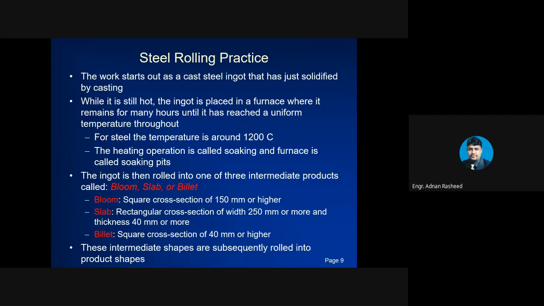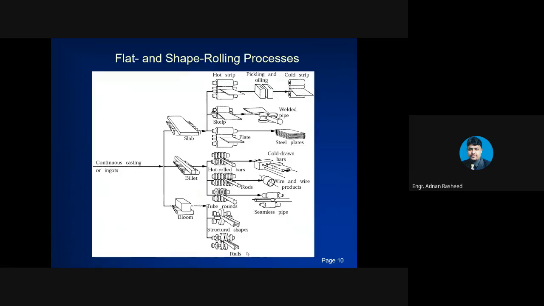We perform different rolling operations in order to get our desired product geometry. So you can see here the flat and shape rolling operations. From continuous casting you get ingots, and from ingots you can get slabs that are rectangular in cross-section, 40 millimeter thickness and 250 millimeter width. For billets, you have a cross-section of 40 millimeter or somewhat higher on each side. While for blooms, it is 150 millimeter by 150 millimeter or higher, but it is also square in cross section.